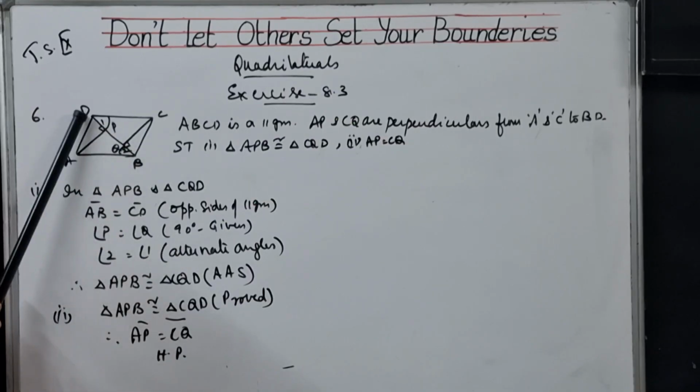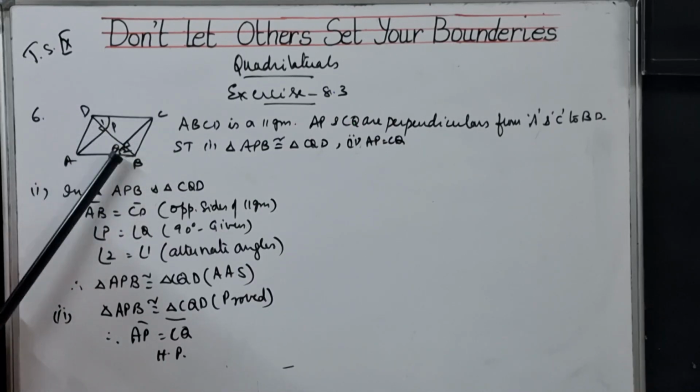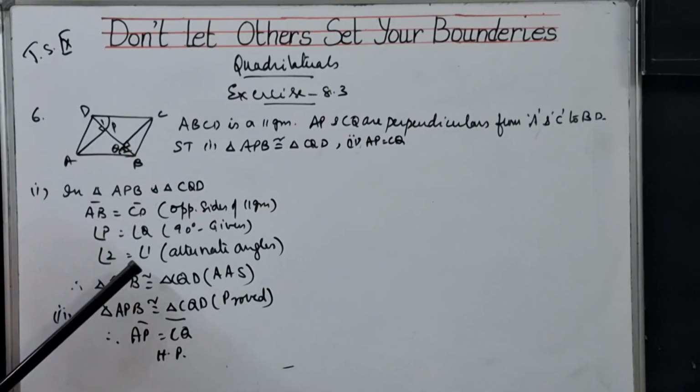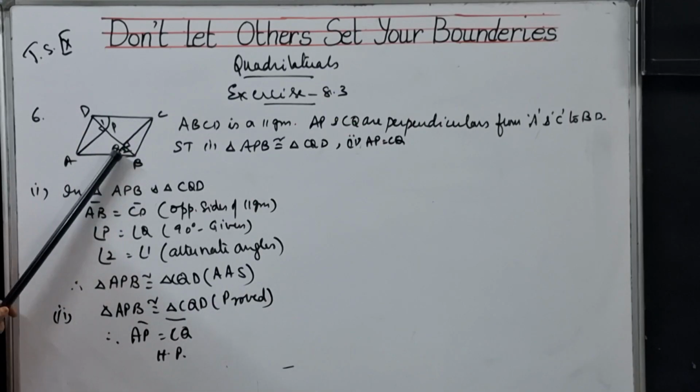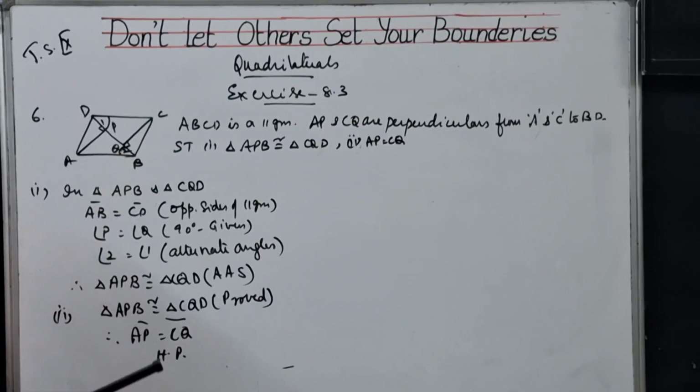Why? They are the alternate angles. These two are parallel lines because ABCD is a parallelogram. So these two become alternate angles as BD is a transversal. So angle 2 is equal to angle 1. So the triangle APB is congruent to triangle CQD basing on the angle side property. So when these two triangles are congruent, definitely their corresponding sides are equal. Please note it down, children.